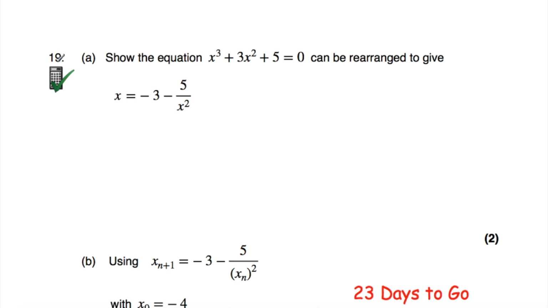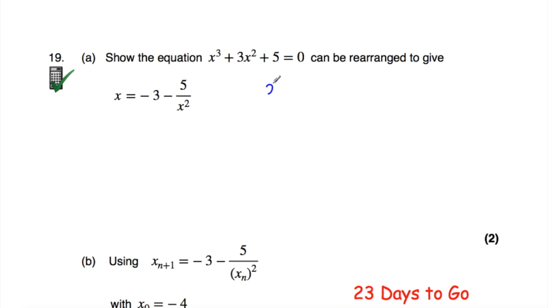So question number 19 is on iteration, and part A is to rearrange this equation to give us this. Well, if we have a look at it, we've got 5 over x squared and minus 3. Now, if we look at the minus 3, it looks like we've divided through by x squared and then rearranged it. So let's do that.